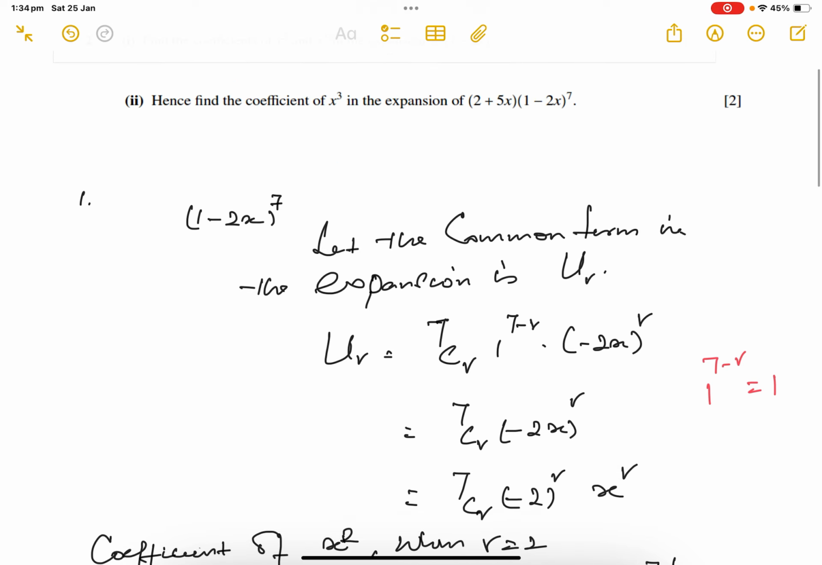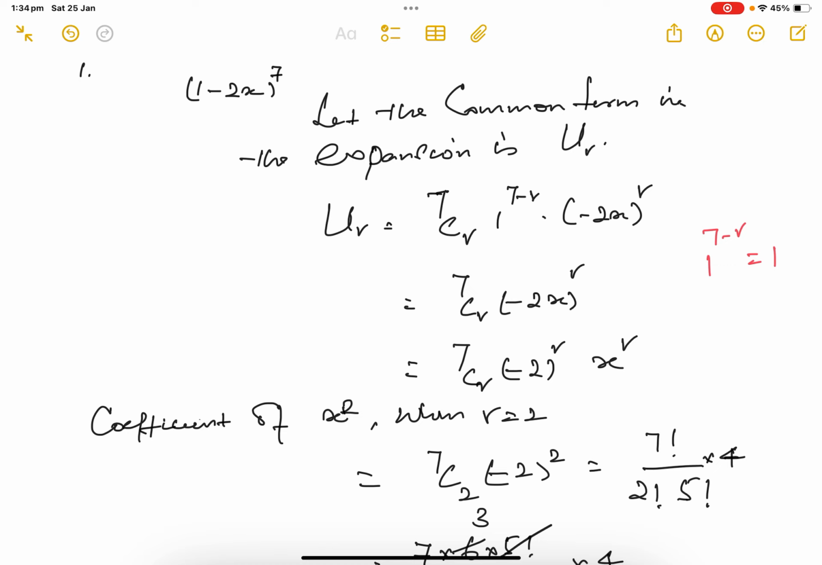Let's start the question. Rewrite it: (1 minus 2x) to the power of 7. To find the coefficient of x squared and x cubed, we just start with the common term. Let the common term in the expression be Ur, just name it Ur. Ur is 7Cr times 1 to the power of 7 minus r times (minus 2x) to the power of r.